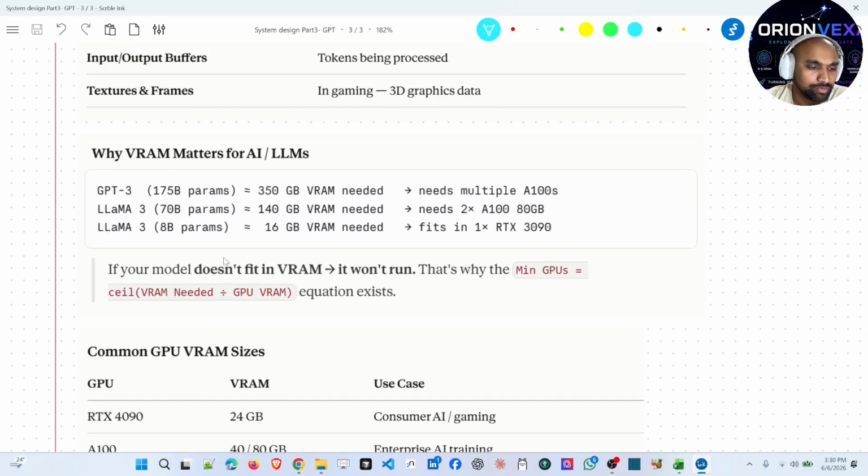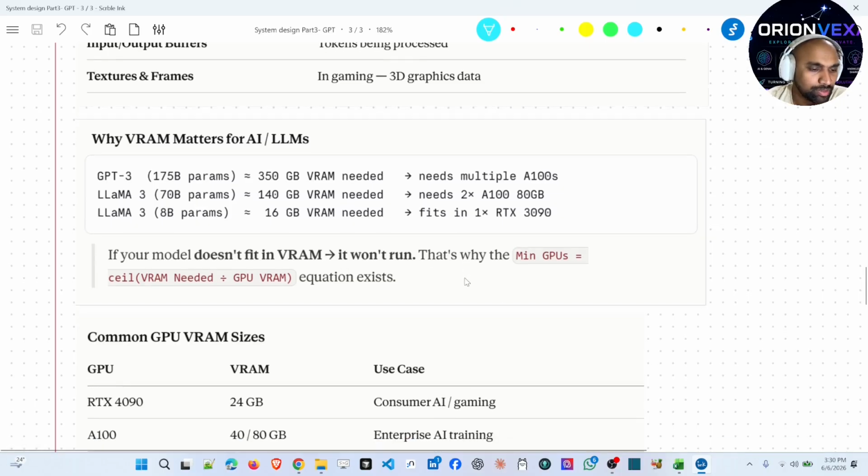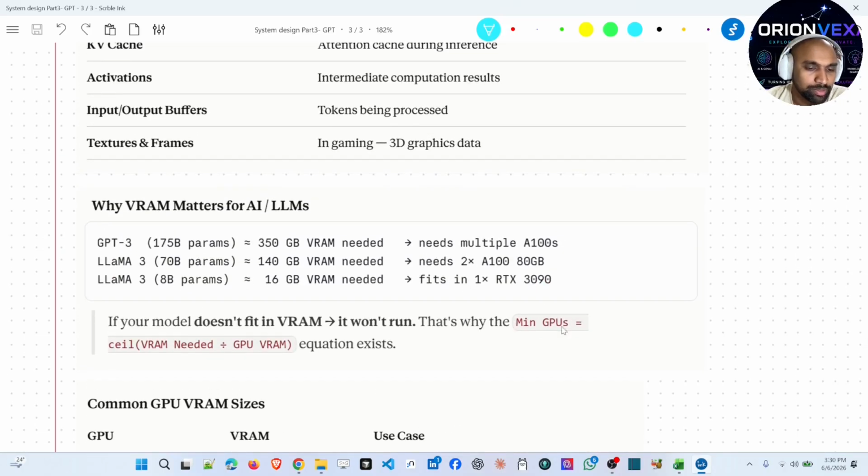What it means is if the model doesn't fit the VRAM, it won't run. That's the problem. So this is how we calculate the minimum GPU requirement: ceil of video RAM requirement divided by total GPU video RAM.